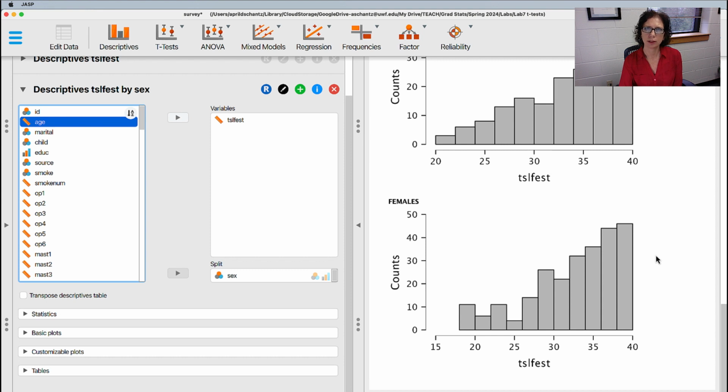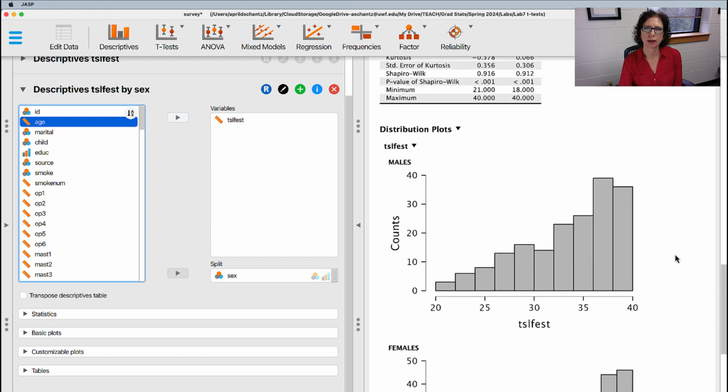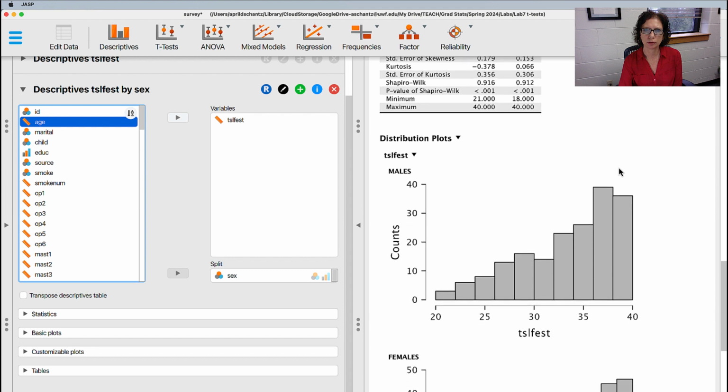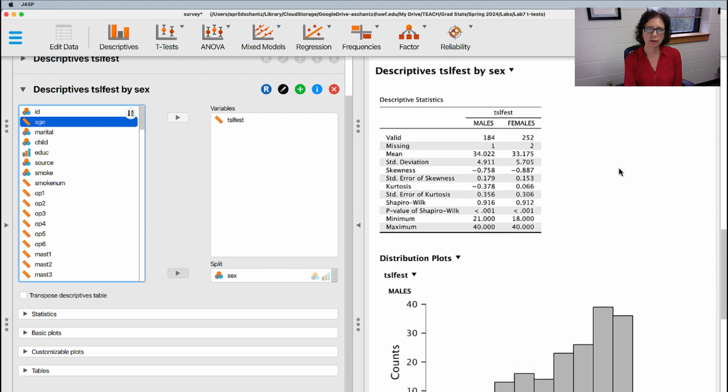Still looks pretty negative skew, right? And then even our p-value for Shapiro-Wilk is significant for both of those distributions. So we definitely have a violation of univariate normality for our outcome variable of total self-esteem. Going on from there, we're going to want to do our t-test.